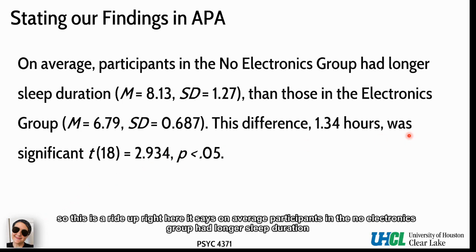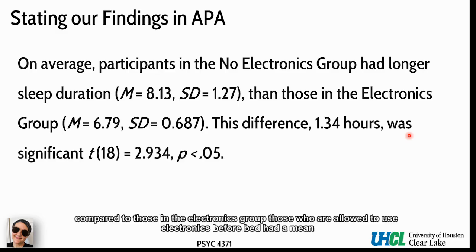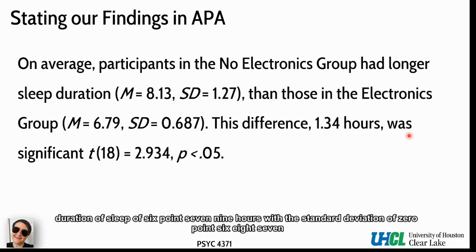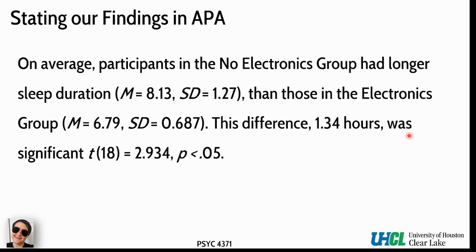So this is a write-up. Right here it says, on average, participants in the no electronics group had longer sleep duration. They had a mean sleep duration of 8.13 with a standard deviation of 1.27, compared to those in the electronics group. Those who were allowed to use electronics before bed had a mean duration of sleep of 6.79 hours with a standard deviation of 0.687. And that difference, 1.34, was statistically significant with a t-value of 2.934 with 18 degrees of freedom, which corresponds to a p-level of less than 0.05.